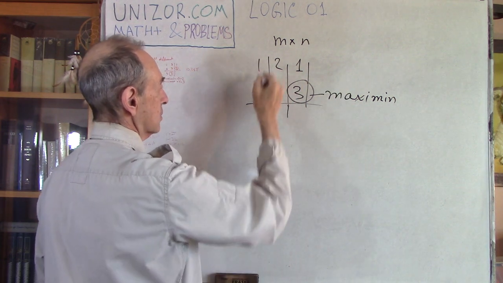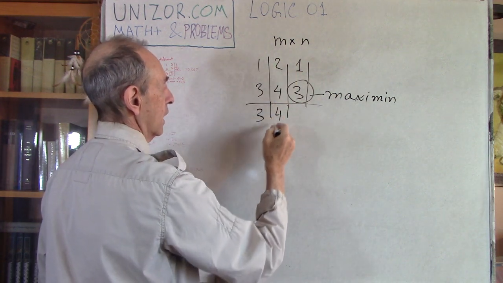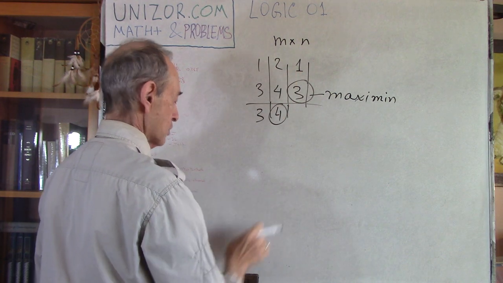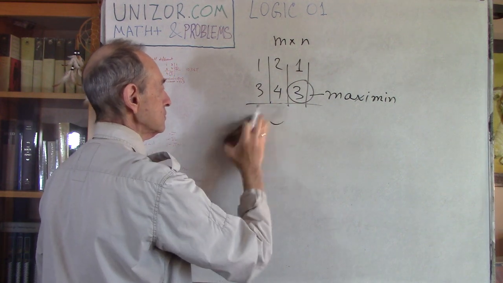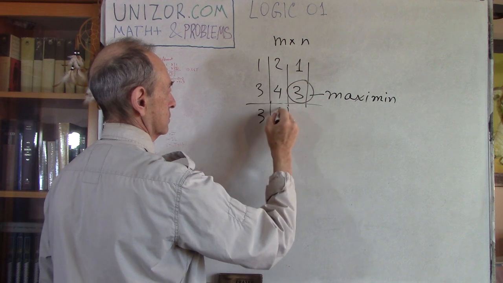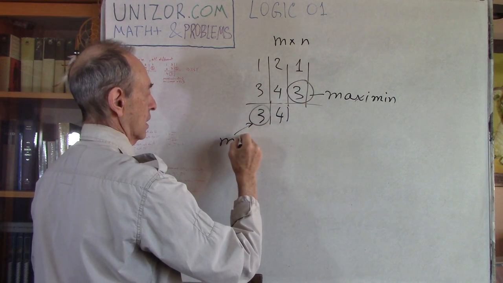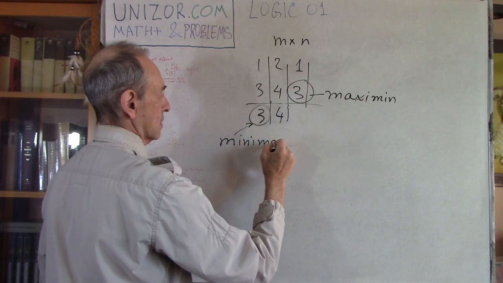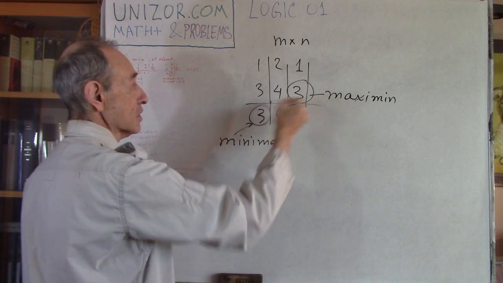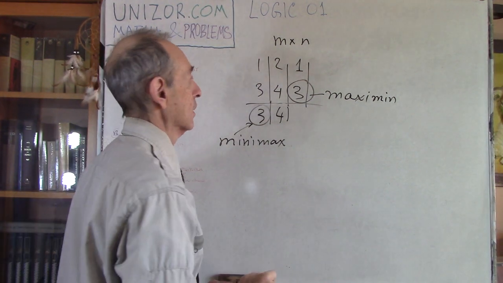For the columns, the maximum first: 3 and 4 in the first column gives 3, 2 and 4 gives 4. And now we take the minimum of these maximums. So this is minimax. In this particular case, they happen to be equal to each other, but that's not typical.